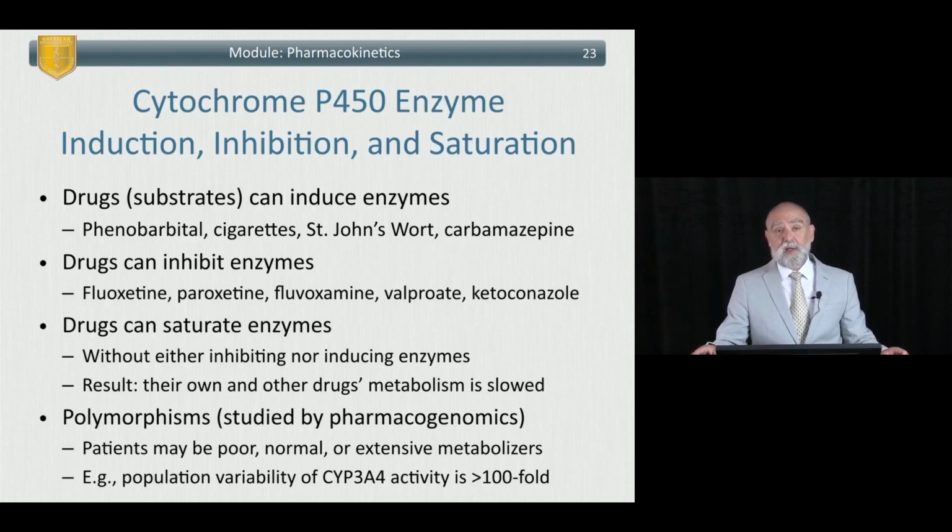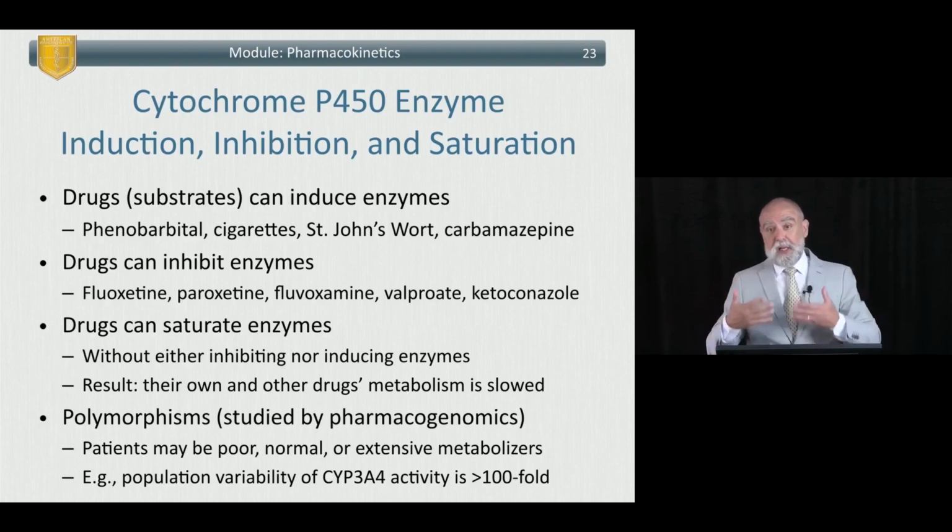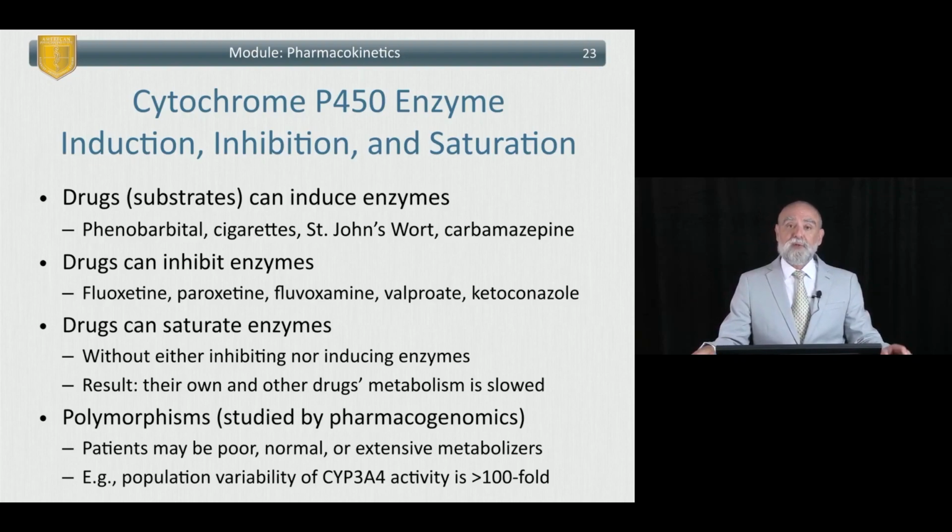Drugs can saturate the enzymes without being inhibitors or inducers. If the patient's taking a lot of this chemical, a high dose of a drug, it may be enough to saturate that enzyme system through which that drug is being metabolized, to the degree that it slows down its metabolism, and maybe that of other drugs going through that same metabolic system, through that same isoenzyme.